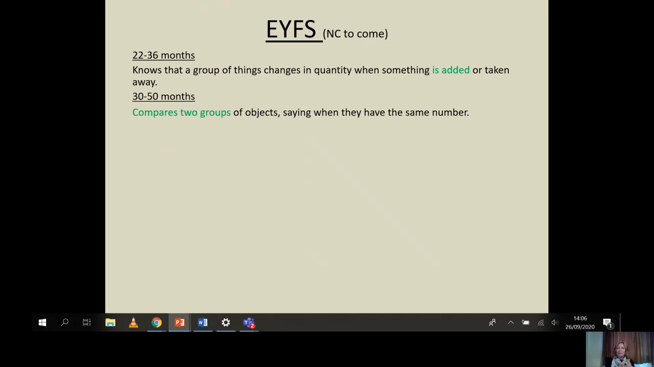So children then start moving into the next, and there's an overlap in these ages deliberately, because obviously some children will start on the next group of objectives before they hit that age. So there's an overlap because some children will be in one area for bits and one area for another.